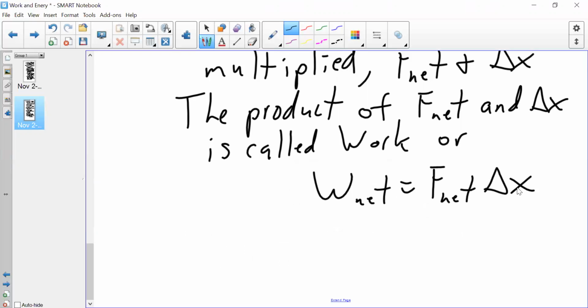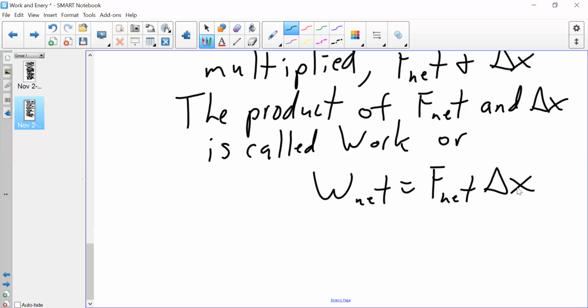Now, as I'm about to write next, a force can only do work if that force is in the same axis as the displacement, whether it be delta X or delta Y. It cannot be perpendicular. We're going to see why in a moment, but it must be in the same axis, whether it's X, Y, Z, whatever axis.